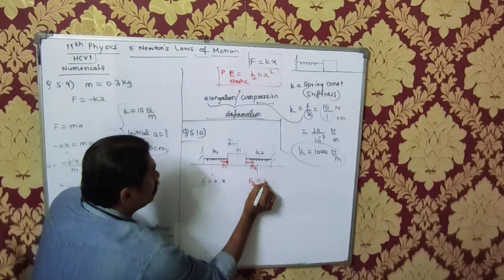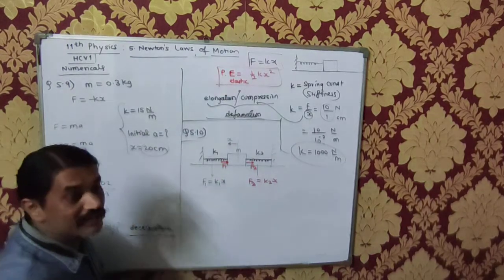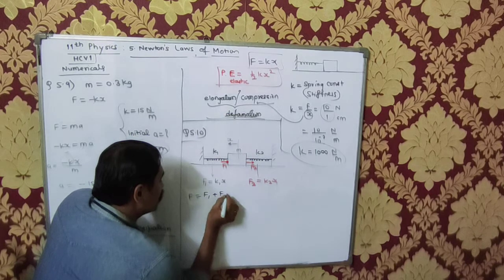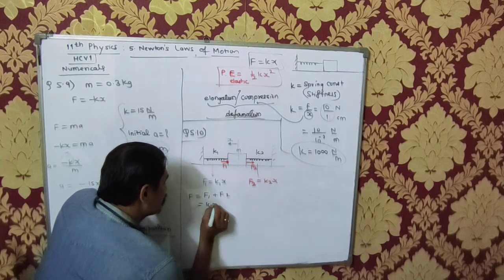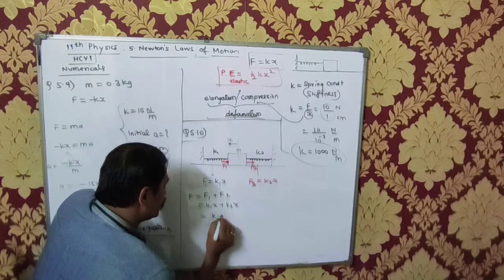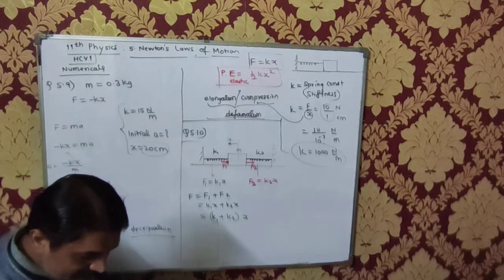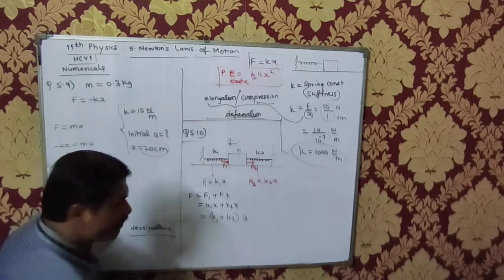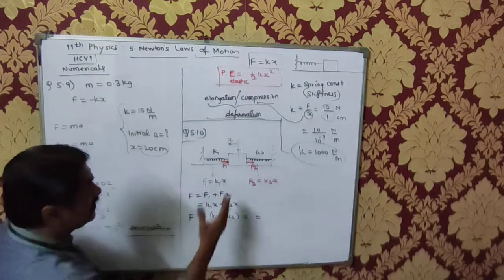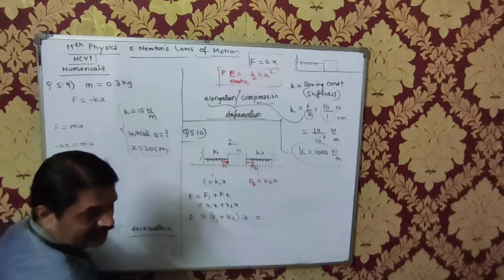Force F2 is equal to K2 into x, and both these forces are in the same direction, and hence they will get added. So what is the resultant force? F is equal to F1 plus F2, that is equal to K1x plus K2x, which is K1 plus K2 into x. This is the resulting force which is acting there. Is this okay? But this is the unbalanced force, because if I leave it like that, the mass will keep on vibrating.